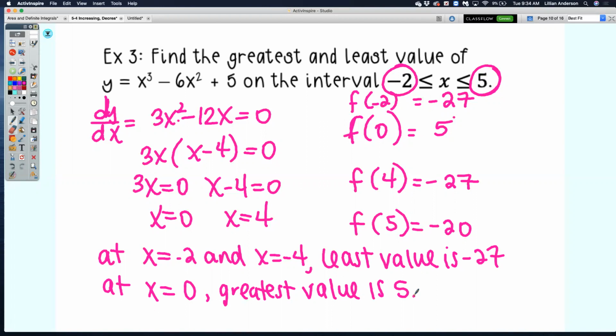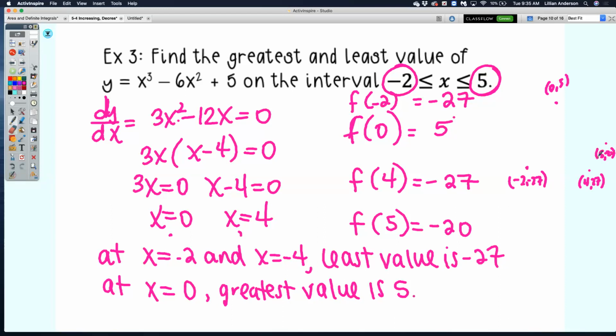So if we have a maximum or a minimum at these respective values here at 0 or at 4, then that means that's like the highest point that the graph is going to go or the lowest point that the graph is going to go. We just have to test our endpoints because it's possible at 5 it's higher or -2 is higher and vice versa. Okay? So essentially, you're here at -2, -27. You're at 0, 5. Then you're at 4, -27. And then you're at 5, -20.